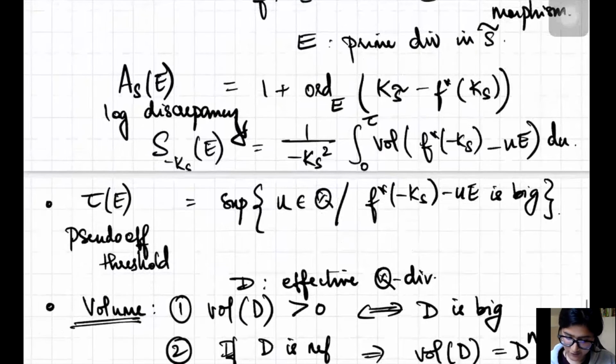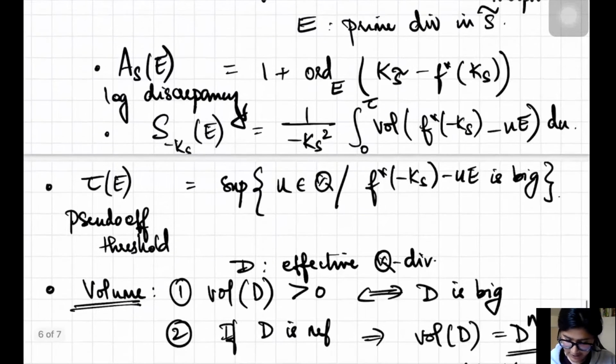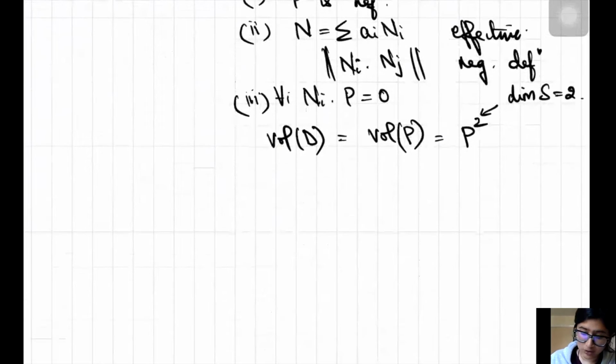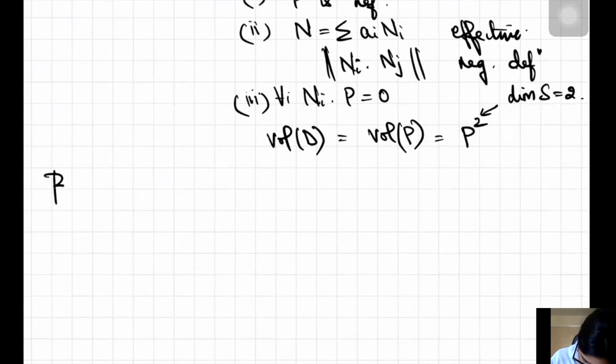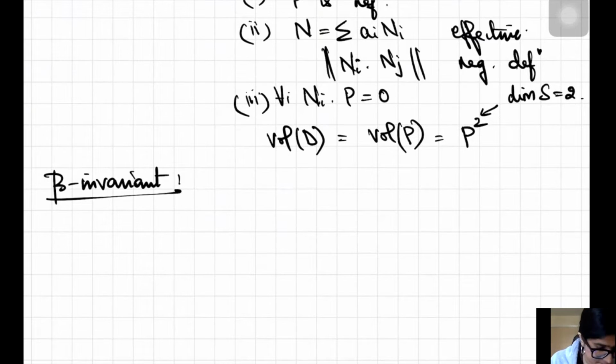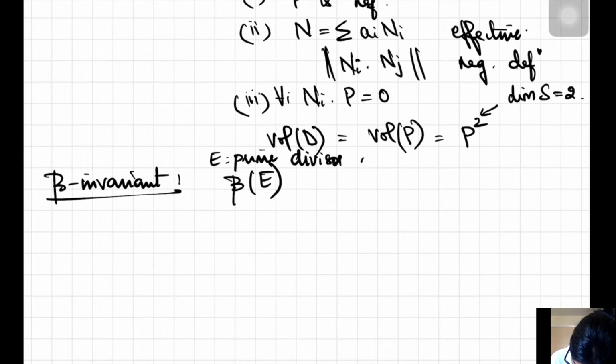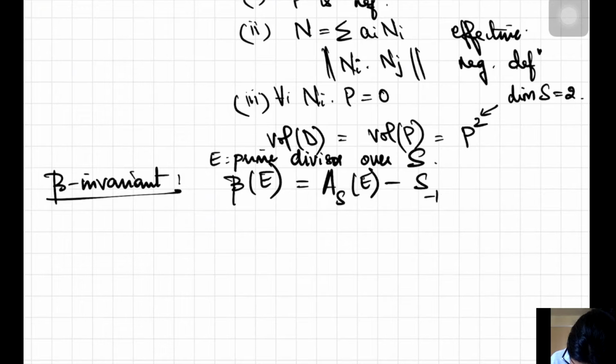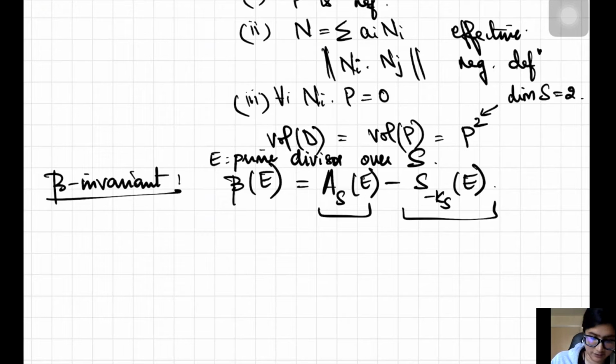But the idea is, once we define these two, the log discrepancy and the S, we can have two different invariants. So the first one is the beta invariant. The way the definition goes is, if you take E, where E is a prime divisor over our surface S, beta of E is given by A_S of E minus S of E, the two things that we had defined right above.